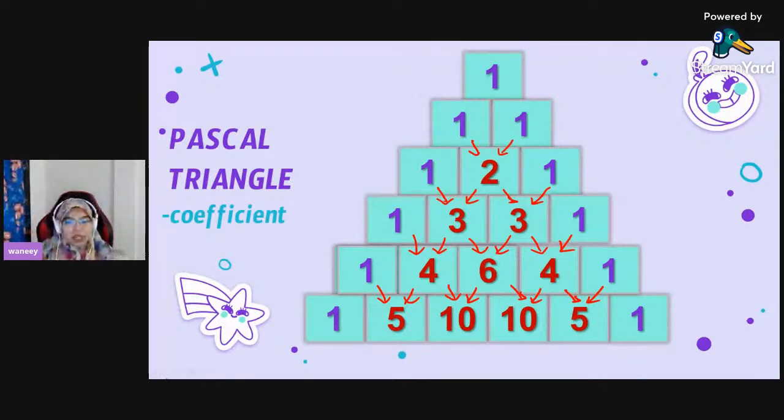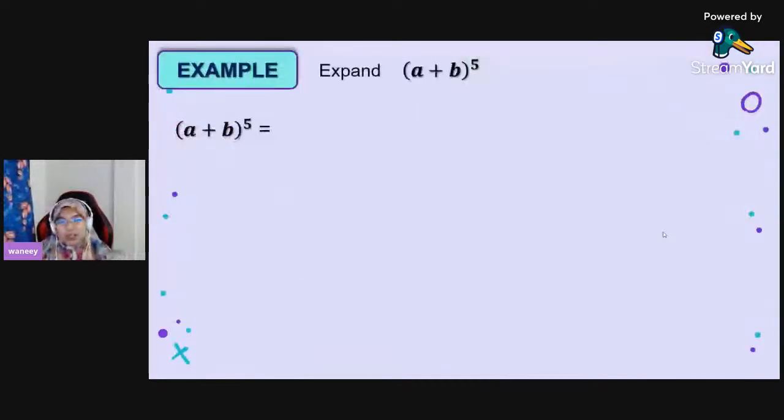Okay, so now let us see some example. Sebab nanti kalau tak tengok example tak tahu nak kira kan. Okay, so I know the coefficient now. How are we going to get the term?